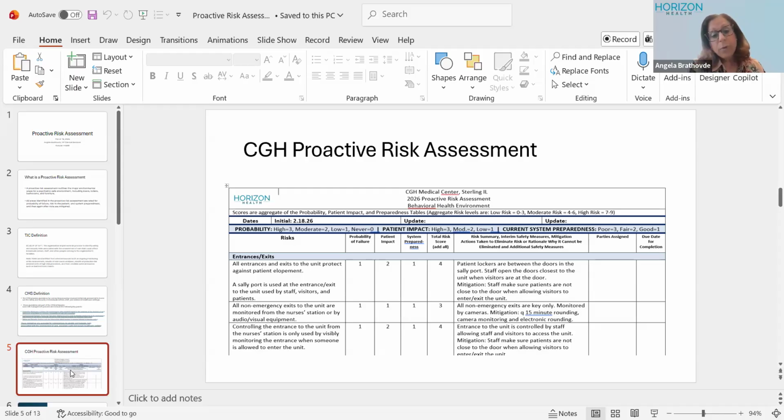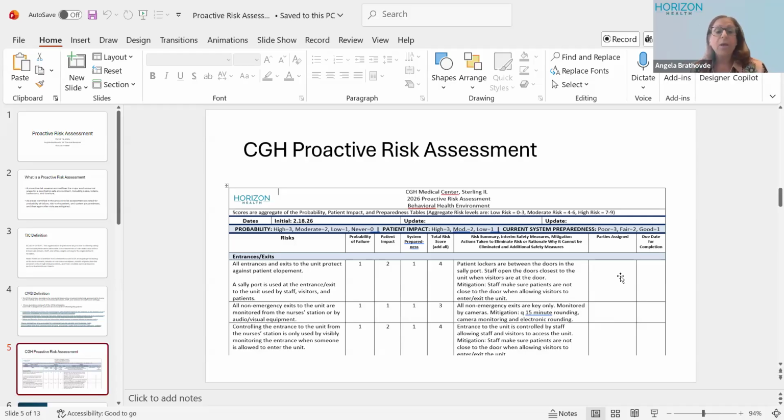That's where you see where the initial was done on February 18th, so about a month ago. And then any updates. If we have any items to fix, any things to change in the environment, we would assign a party who would be responsible and the due date for completion. If a work order was put in, we would put that in there as well, so that we would be able to track what things were requested to be fixed and how long it's taking and whether or not it's being done. So this is the first page.